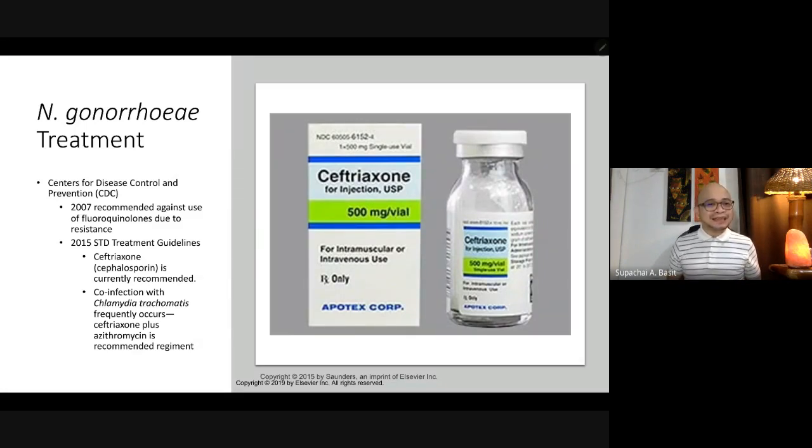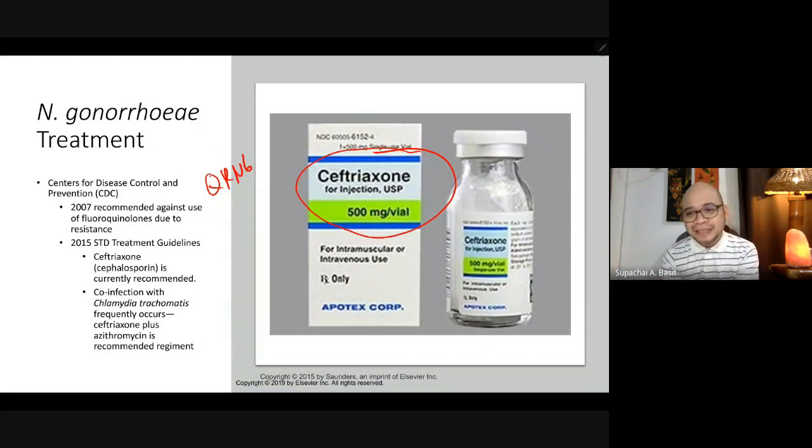Well, according to the CDC, back in 2007, they recommended the use of fluoroquinolones. But because of the resistance, the QRNG, fluoroquinolone is no longer used. So the treatment nowadays would be third generation cephalosporin, and one of them is ceftriaxone. And it is injected.